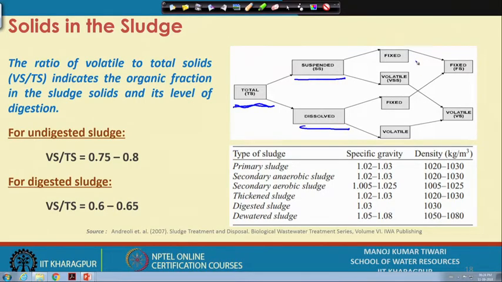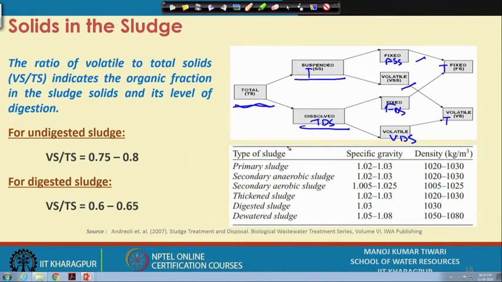Then, as the criteria says, fixed solids and volatile solids, which will both be in the form of suspended solids. So, this will be FSS, fixed suspended solids, volatile suspended solids, and similarly fixed dissolved solids and volatile dissolved solids. And then we have total volatile solids and total fixed solids, and here we have total suspended solids and total dissolved solids. So, that way we have all these various options.